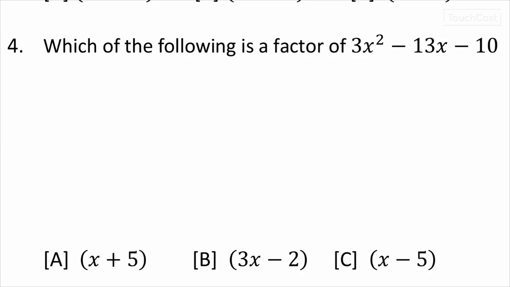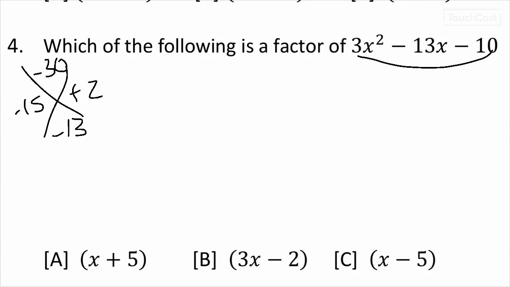Yippee! Alright, number 4. Which of the following is a factor of 3x squared minus 13x minus 10? Well, let's see. We have a GCF of 3. No. So again, 3 times negative 10 is negative 30. And then negative 13. I wonder if this would be minus 15.